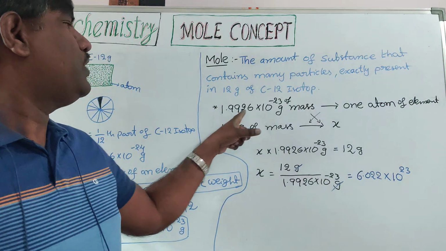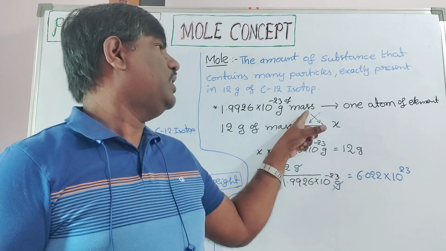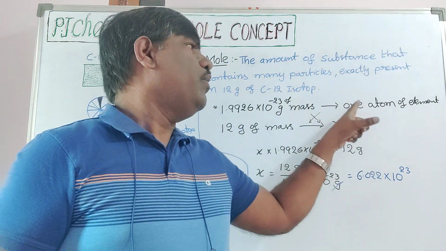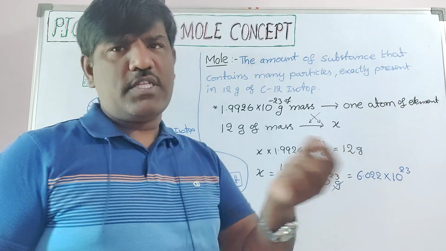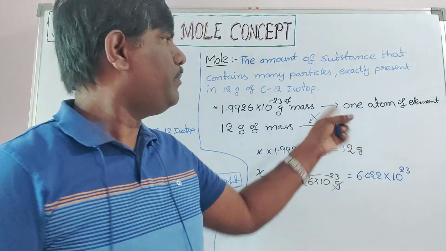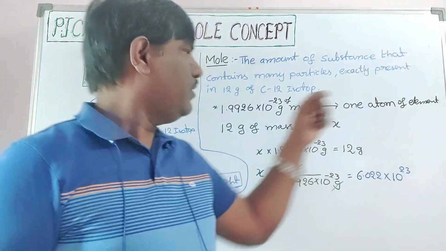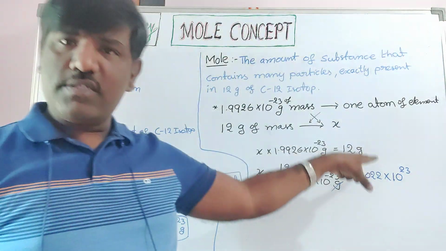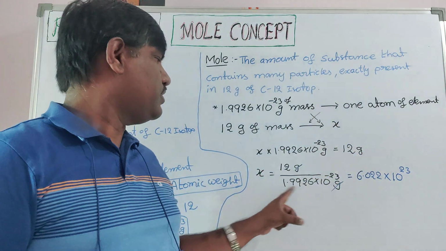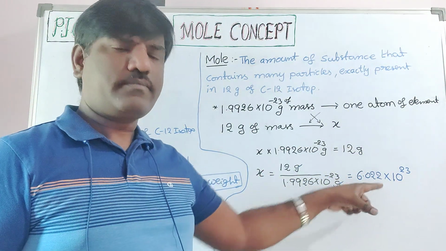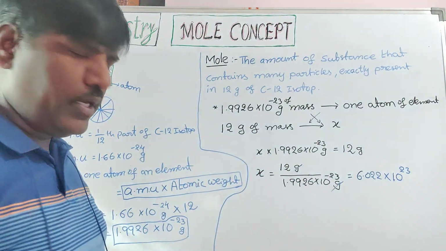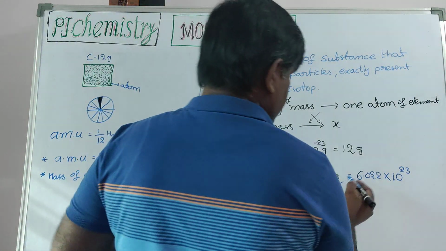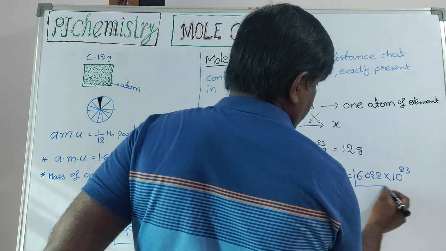Because 1.9926 into 10 to the power of minus 23 grams is nothing but the mass of one particle of an element. An atom is nothing but a small particle. In 12 grams, how many particles are present? This many particles. This is for carbon.